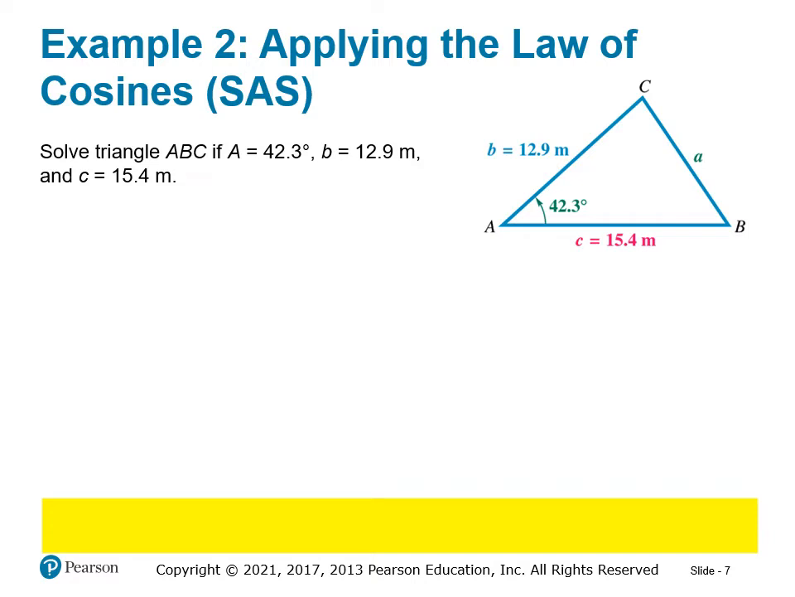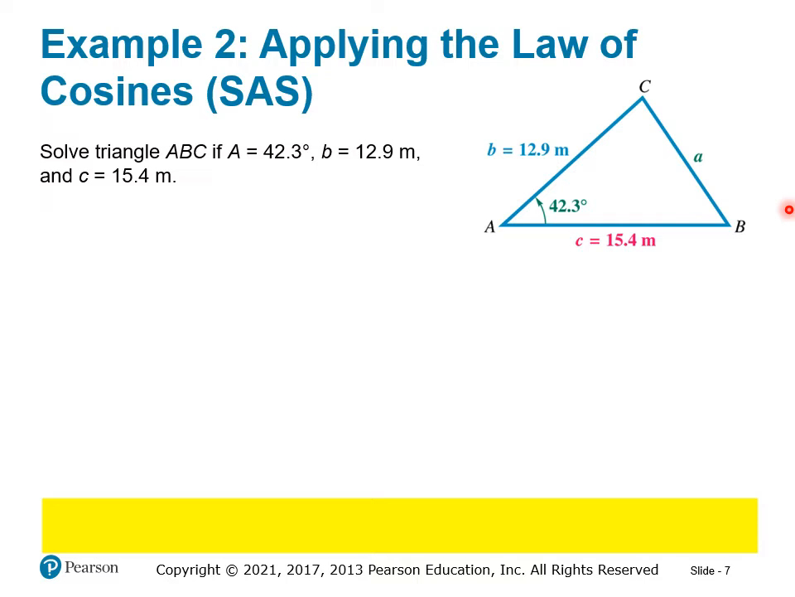Solve triangle ABC if A equals 42.3 degrees, b equals 12.9 meters, and c equals 15.4 meters. Okay, so remember that when we're solving a triangle, we are trying to find all of the measures of the sides, a, b, and c. We have b and c, but we do not have side a, so we need side a. We're also trying to find the measures of all three angles, A, B, and C. Again, we have angle A, but we don't have B and C. Okay? So the first thing we can do is go ahead and find the other side.